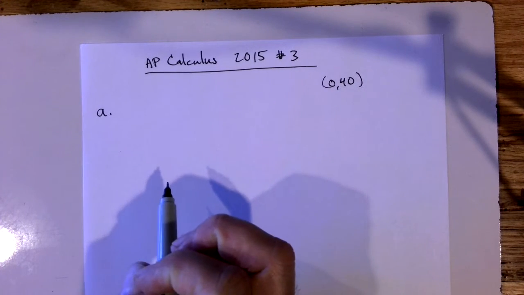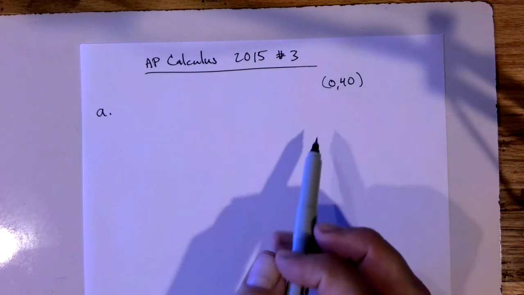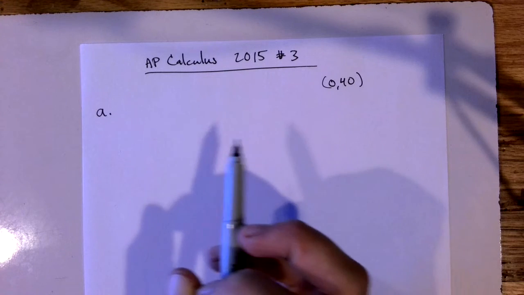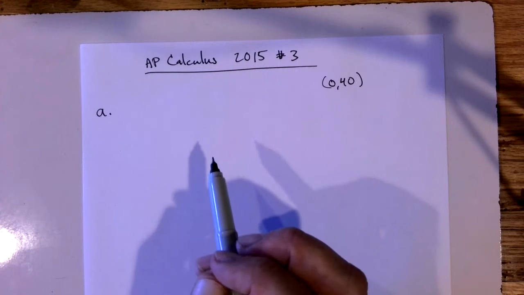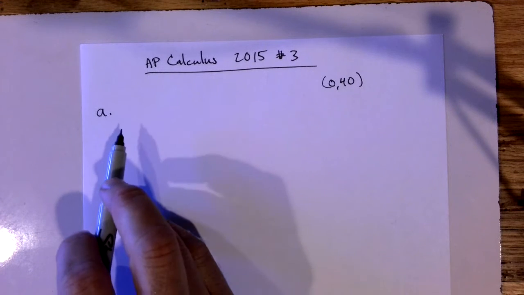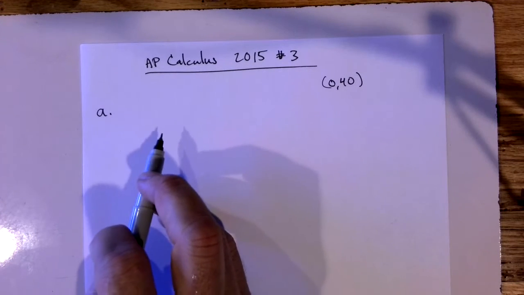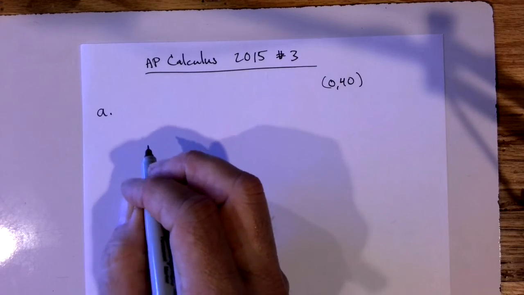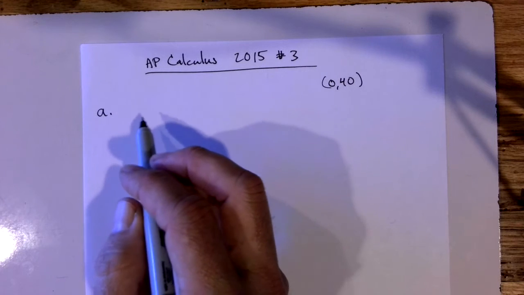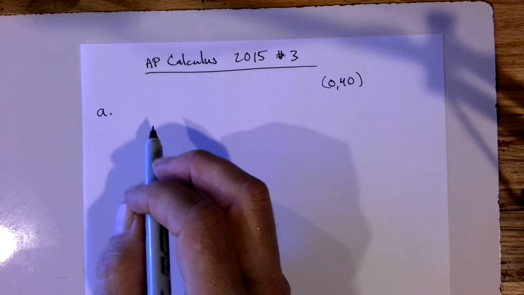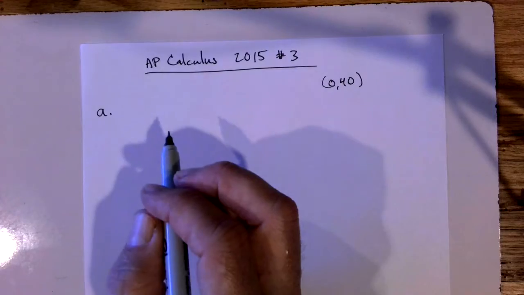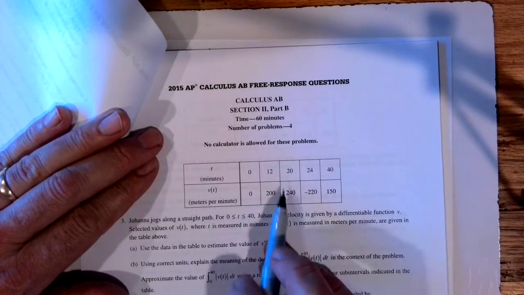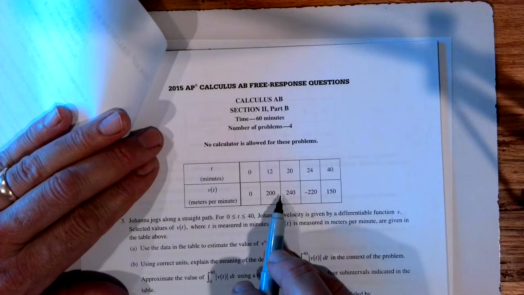It tells us that Johanna jogs along a path from 0 to 40, so from 0 minutes to 40 minutes. And you've got this differentiable function v, so you're given the velocity function. The first question says, use the data in the table to estimate v prime of 16. So v prime of 16 is a derivative, but when you're given a table of values, you can't really find the derivative. If you look at what we have here, there's no velocity at 16, okay?